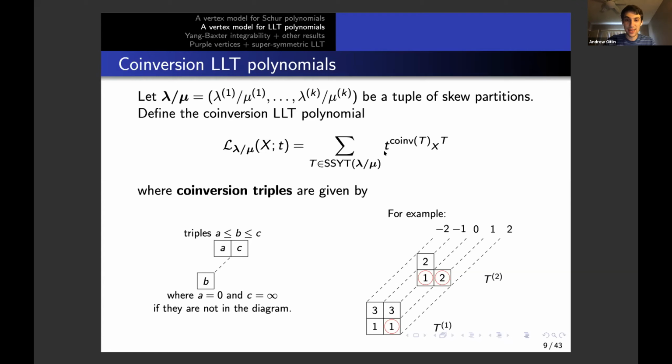And the t power is the number of co-inversions in that tableau, where a co-inversion triple is given by 3 boxes in the diagram, A, B, and C, where in order to weakly increase, you go around counterclockwise. So if you have a triple in the diagram and you go around counterclockwise, the entries should weakly increase, A to B to C. Okay, so for every tableau, you count the number of co-inversions, and that becomes your power of t. And then the entries give you the power of x.